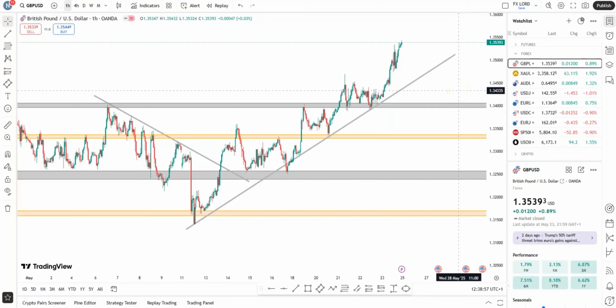The first chart before me is the GBPUSD, and as you all know how we do this, we've been looking at this chart since last week, and on our last video we talked about GBPUSD.